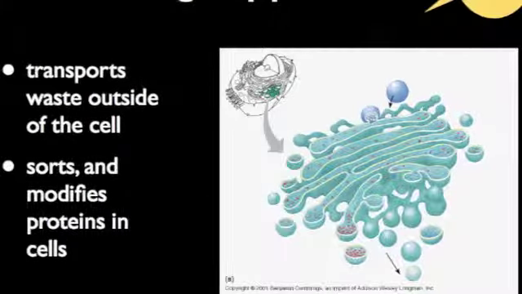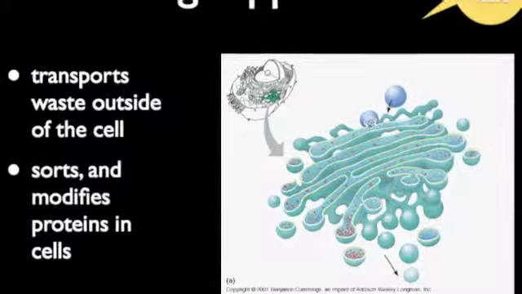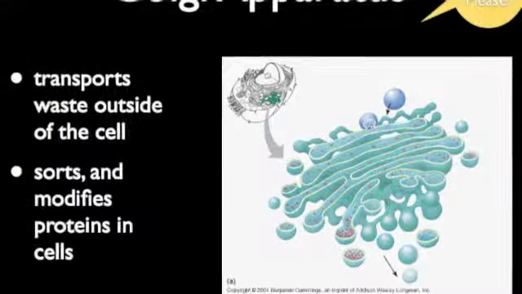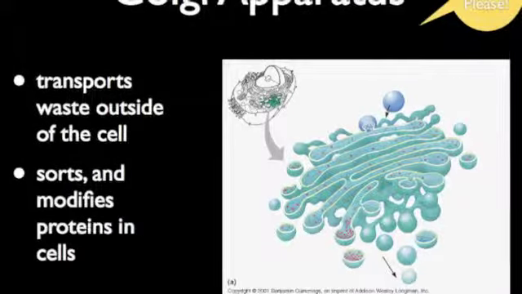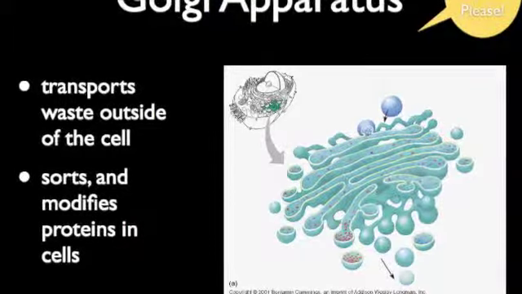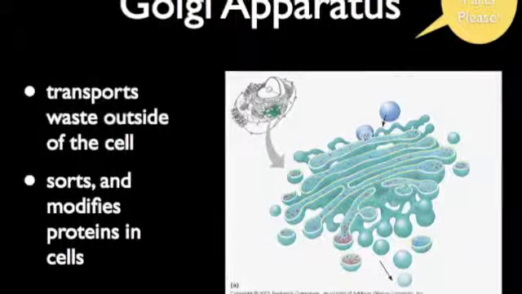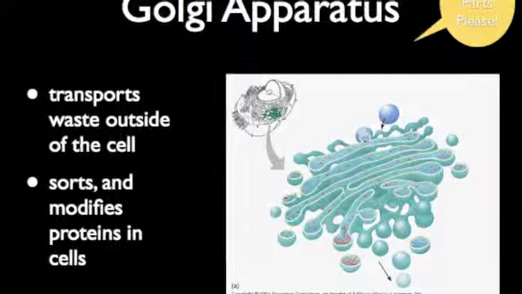The Golgi apparatus is also found in both plant and animal cells. It processes cellular waste from lysosomes as well as other materials and transports them out of the cell. In addition to playing an important role in waste disposal, the Golgi apparatus also processes, sorts, and modifies proteins in cells.